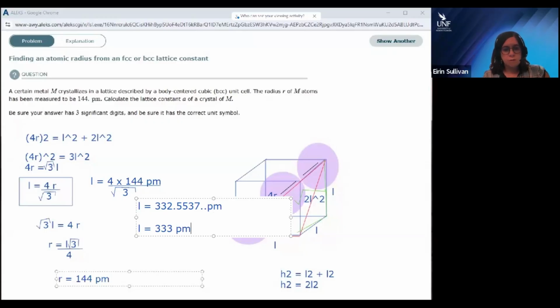All right, so hopefully that's helpful for you. You see the relation for face-centered cubic and body-centered cubic unit cells between L and R, and importantly, you know how to derive them. So if you aren't taking an exam where you get a formula sheet or something, Pythagoras has got your back.